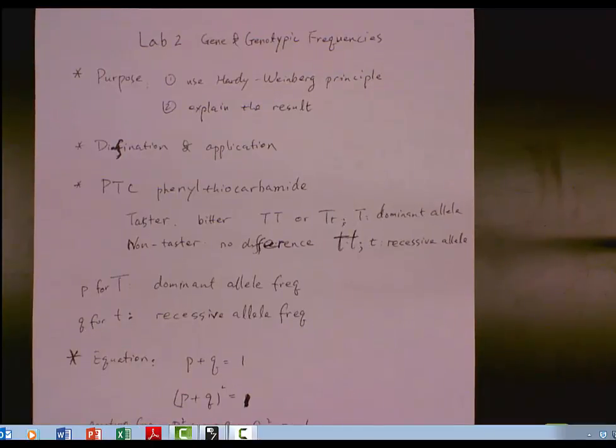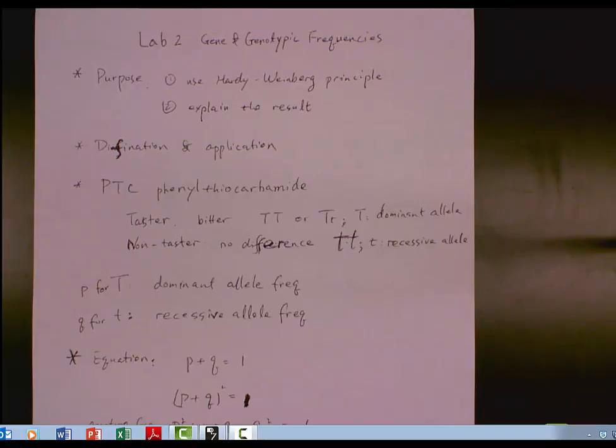Hello guys, I'm making this video for Lab 2, estimation of gene and genotype frequencies within a small population. The brief title is gene and genotypic frequency in a small population. The purpose of this lab: first, learn how to use the Hardy-Weinberg principle; second, explain the result we got from today's lab. Obviously, the Hardy-Weinberg principle is the focus of today's lab.